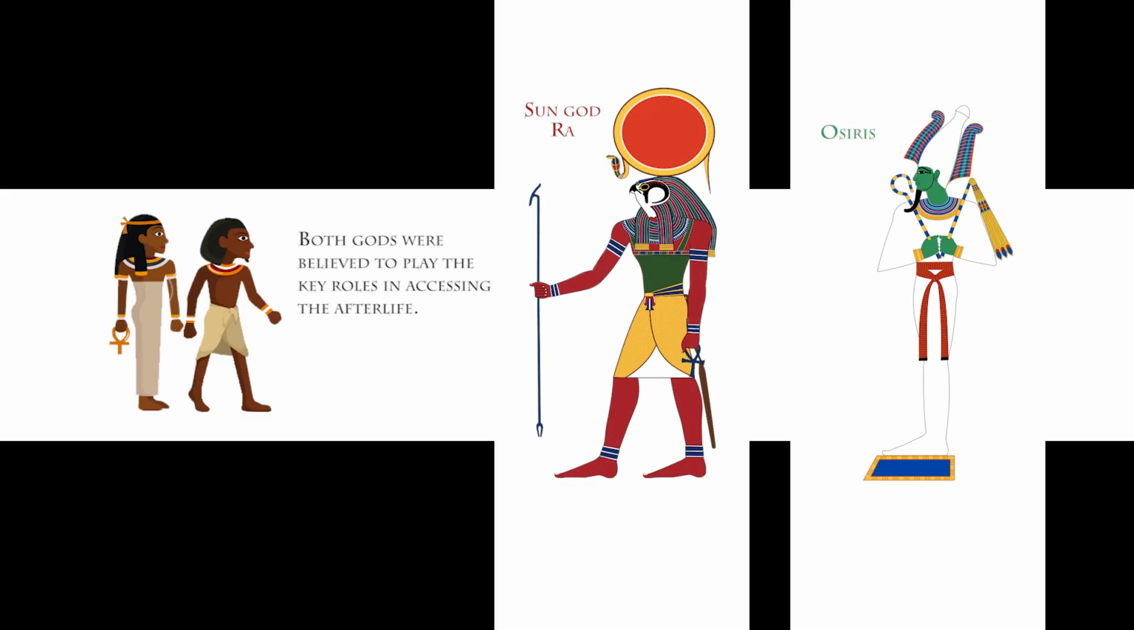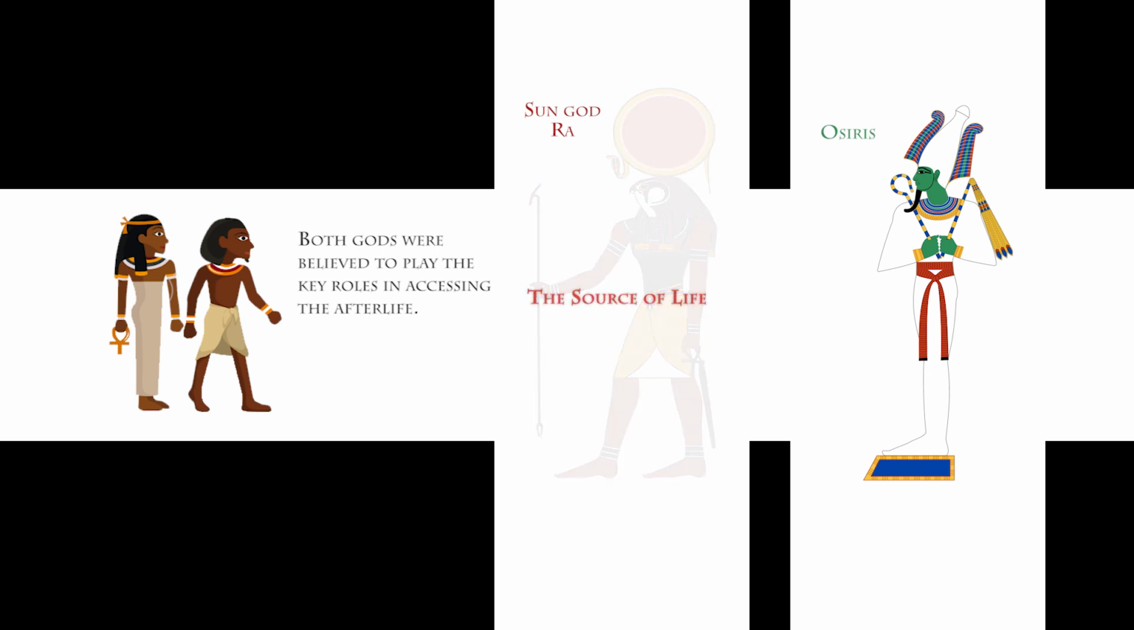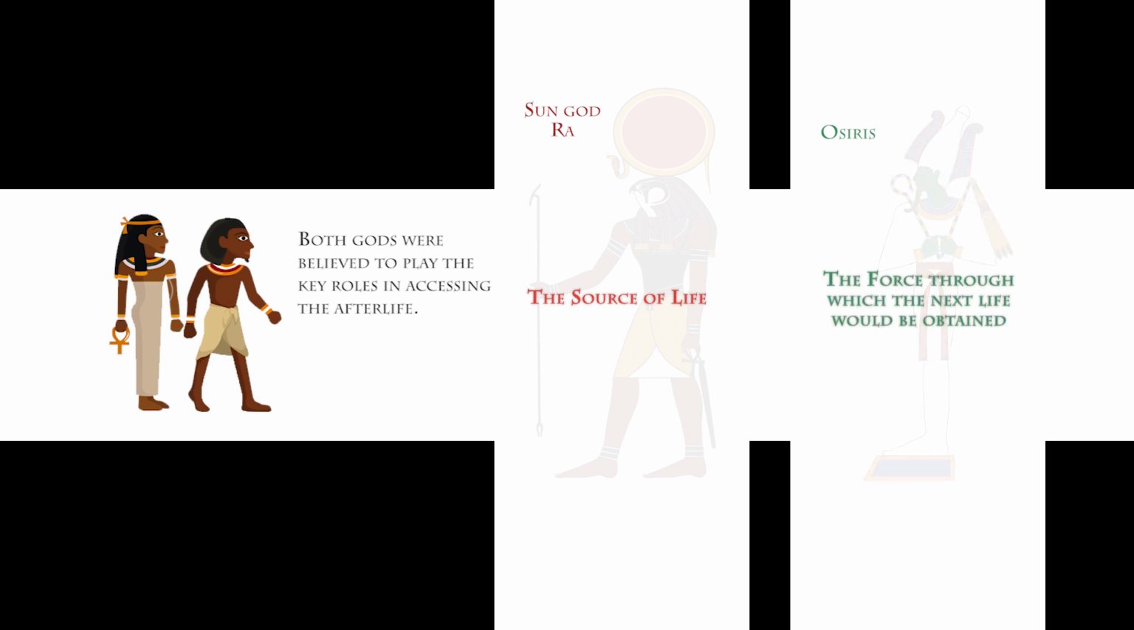The pyramid texts found in Unas's pyramid demonstrate the importance of Osiris as almost an equal to Ra in ancient Egyptian religion at the time. Both gods were believed to play the key roles in assessing the afterlife, with Ra as the source of life and Osiris as the force through which the next life would be attained.